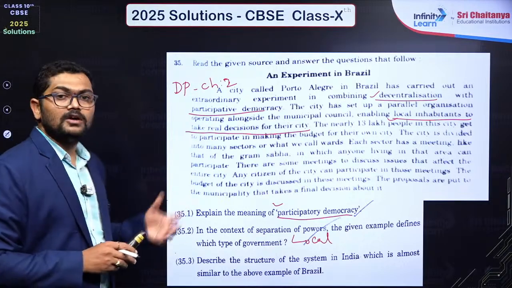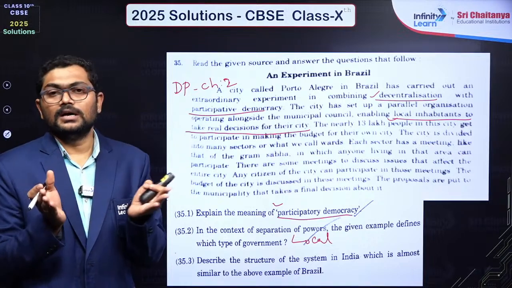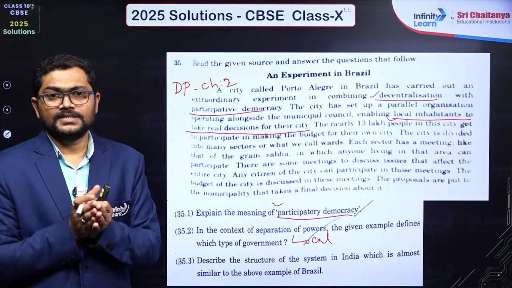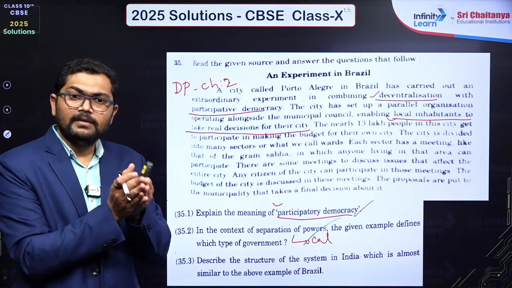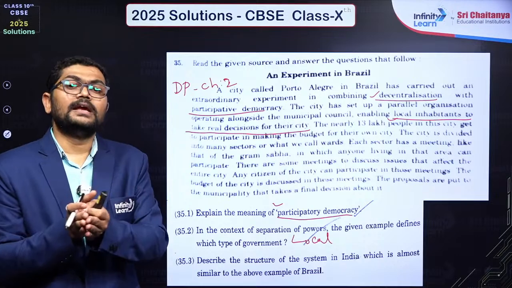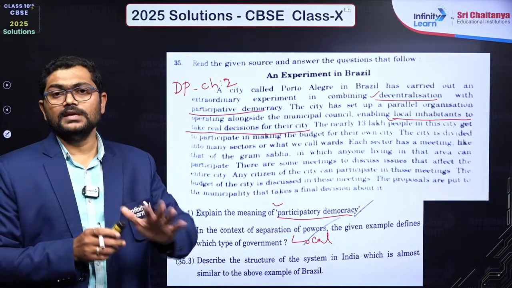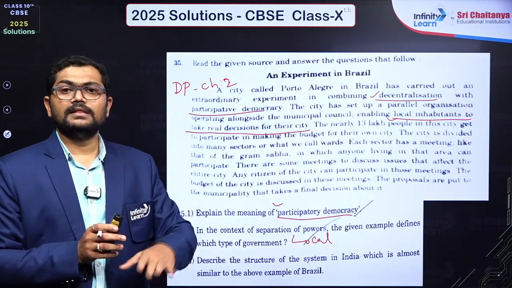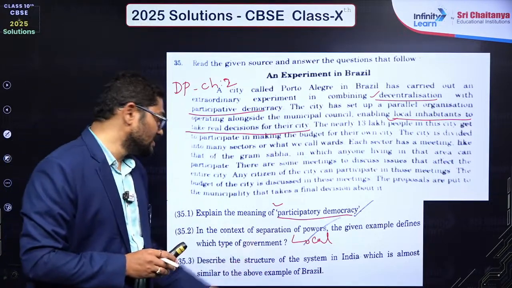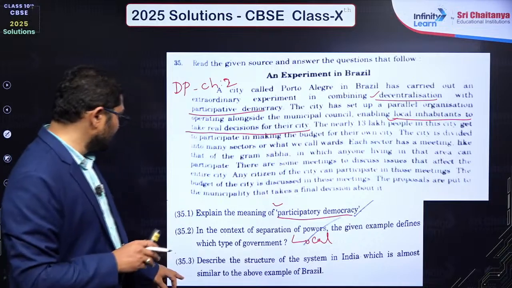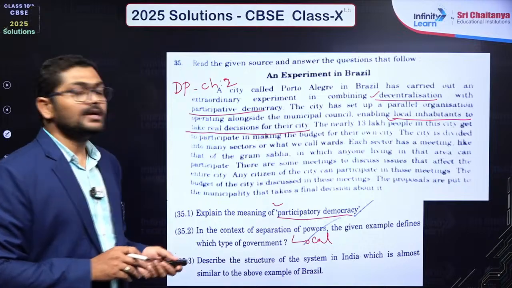For example, the local governments in India are implemented at two levels, or we can say in two types. One we have the Panchayati Raj and the other we have Nagarpalika. Panchayati Raj is implemented in the rural areas and the Nagarpalika is implemented in the towns and cities. And as per the Panchayati Raj, we have three levels of government. At the village level, then we have Mandal and then we have Jilla. So like this, we need to write about the structure of the local government system in India for question 35.3. Okay. So that's about question number 35.